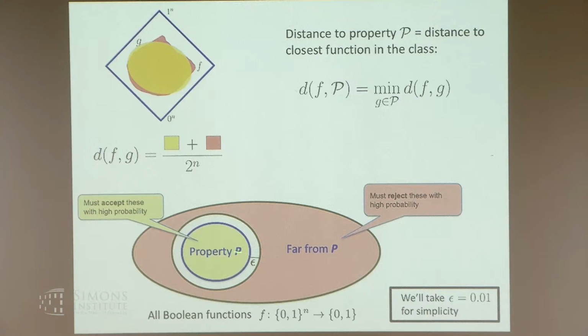So we're interested in distinguishing the green guys from the red guys. And we don't have any a priori knowledge about what the function is, it could be any function. So we can see there's this distance parameter. Throughout the talk, I'll just take it to be a fixed constant. Think of it as 0.01 for simplicity. So far, so good?